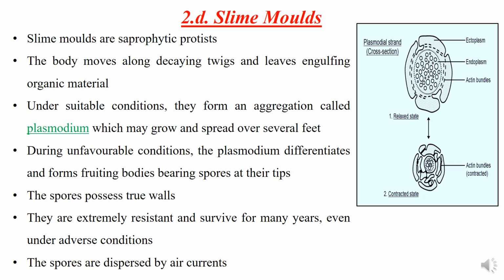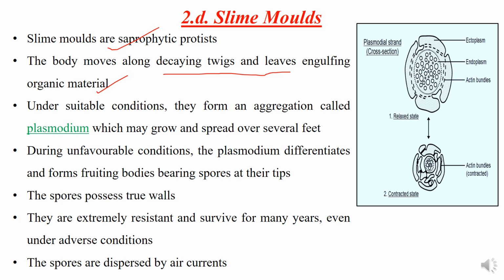Then the fourth one is the slime molds. The name itself indicates that they are slippery in nature. Slime molds don't have any particular cell wall. Slime molds are saprophytic protists because they live on dead organic matter, and the slime mold's body moves along decaying twigs and leaves, engulfing the organic material. What is the mode of nutrition? Engulfing. Engulfing means whatever comes across its body, it will engulf into its body. It doesn't have any chewing type of mechanism, nothing like that, it just takes the material into its body.